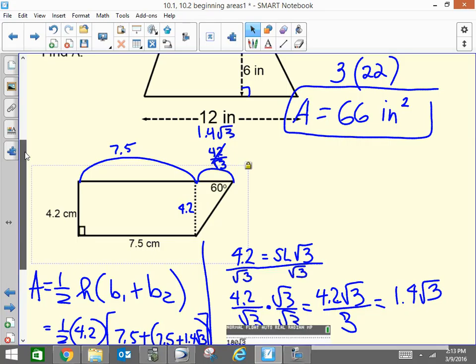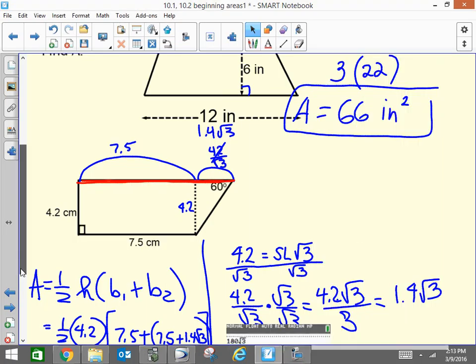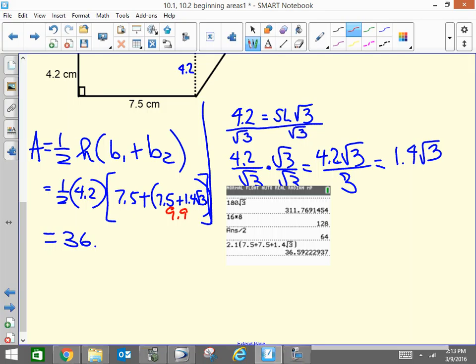All right, awesome. Okay, now if you're going to round, let's talk about this base right here. It's all about that base, right? 7.5 plus 1.4 radical 3. Don't forget, if you are going to say, oh, that's 9.9, don't use 9.9, use whatever the calculator is giving us. Don't round too early because it does make a difference. Okay, so 36 point what? 6. Okay, does everybody need to look and see what you did wrong? If you got it wrong, are you good?